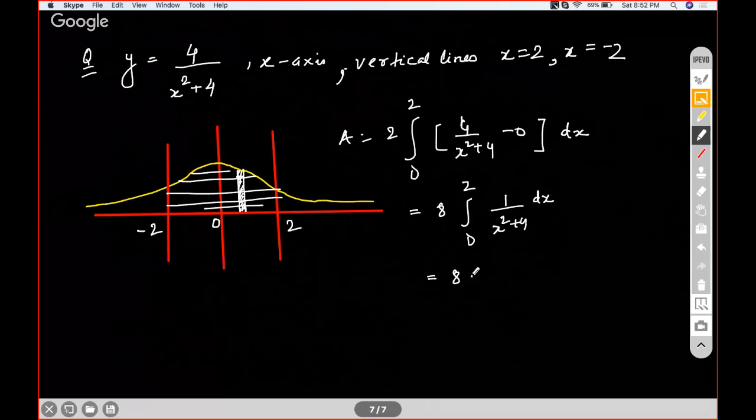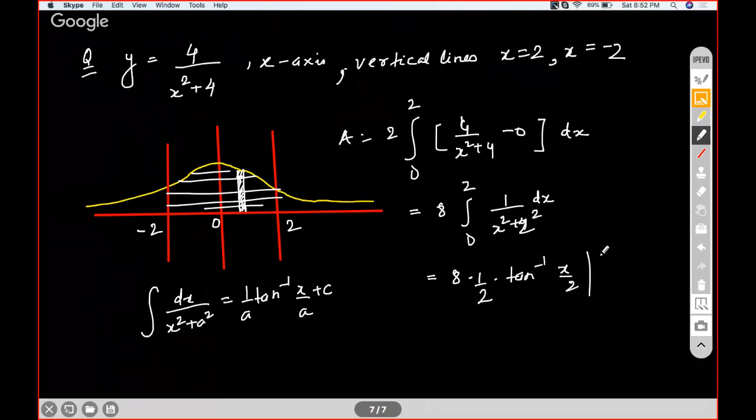That's 8 log x square plus. Now this is an x square plus a square type of integration, correct? I don't know whether you remember the result. It's 1 by a tan inverse x by a. So it's 1 by 2 tan inverse x by 2. So it will be 4 times tan inverse of x by 2. Now the moment you put 2, you get tan inverse of 1, which is going to be pi by 4, and the other would be 0. So the answer will be pi square units.